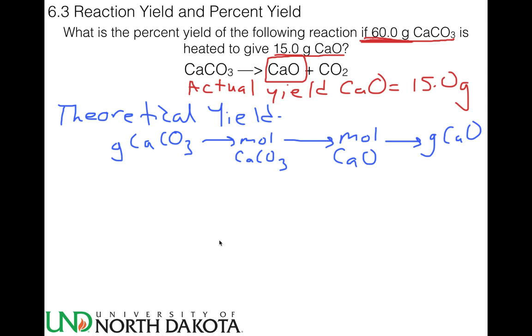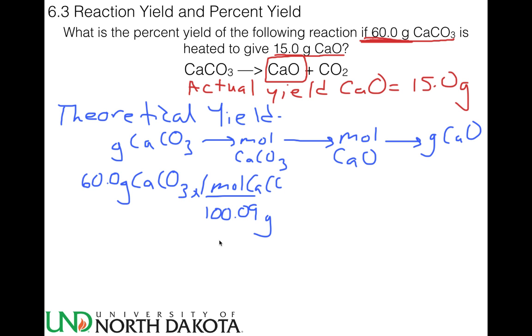Alright, so let's set up our conversions. We start with the 60 grams of calcium carbonate. We convert that to moles. I calculated the molar mass of calcium carbonate previously, and I found that it's equal to 100.09 grams, which will go on the bottom, and then that 1 mole of calcium carbonate on top.